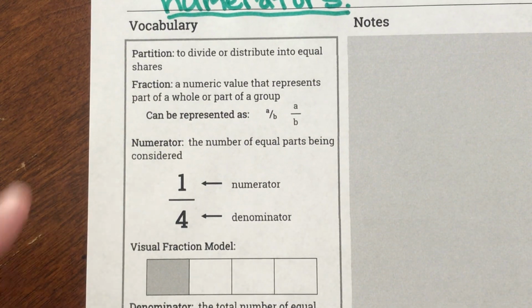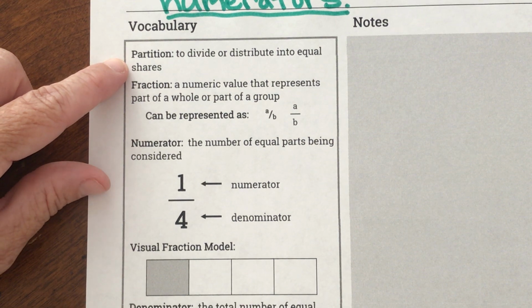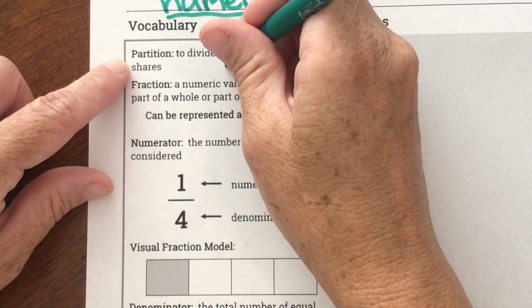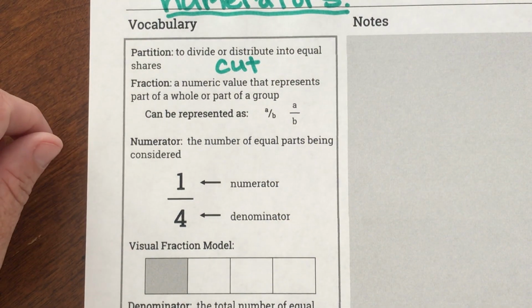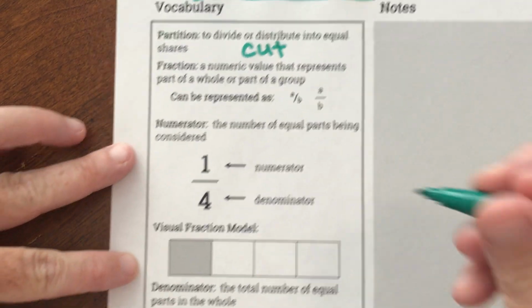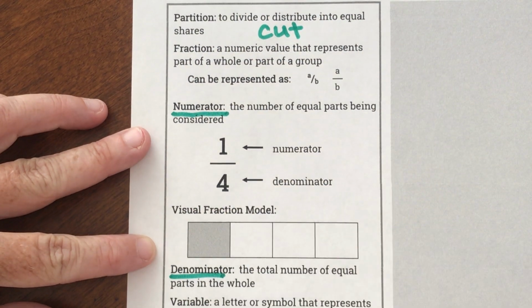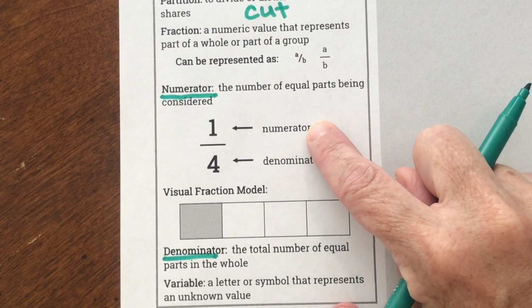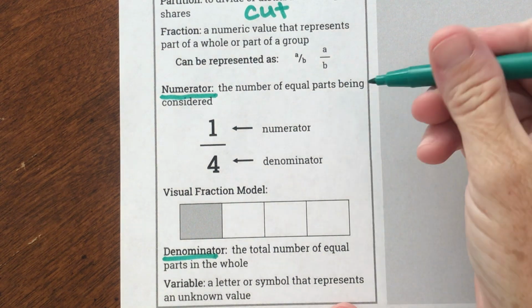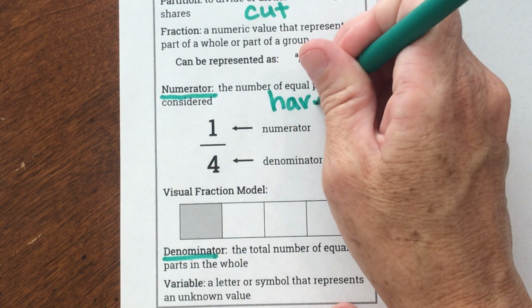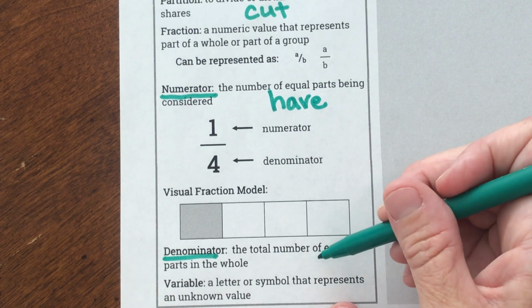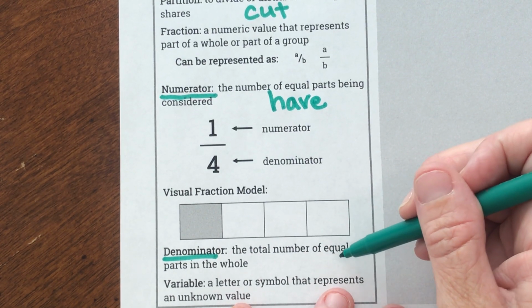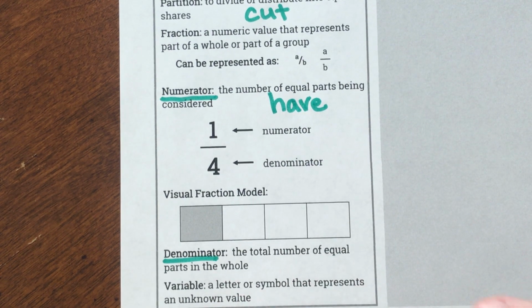Okay, so our vocabulary is the same as the last video. We have partition, which remember means to divide or distribute into equal shares. I always think of it also means cut. And then our two key words that we were working on are numerator and denominator, which are the two parts of our fraction. So our numerator is our top number, and this tells us the number of equal parts being considered, or sometimes I think of it as how many you have. And the denominator is the total number of equal parts in the whole. So how many have you partitioned or cut the whole into?